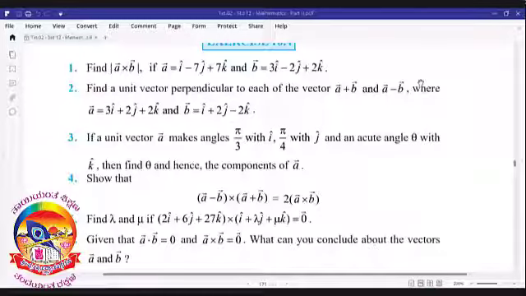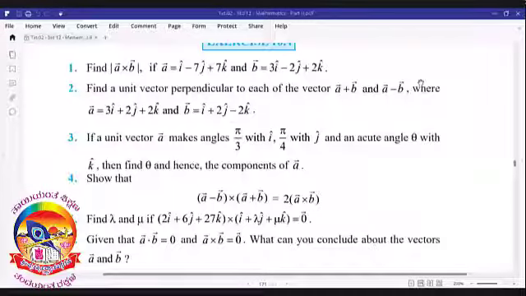What is the value of cos pi by 3? It is equal to 1 by 2, right? Cos pi by 3 is equal to 1 by 2. 1 by 2 whole square is nothing but 1 by 4, right? Plus 1 by 2, plus cos square theta is equal to 1. Here 1 by 4 plus 1 by 2 is equal to 3 by 4, right? 3 by 4 plus cos square theta is equal to 1.